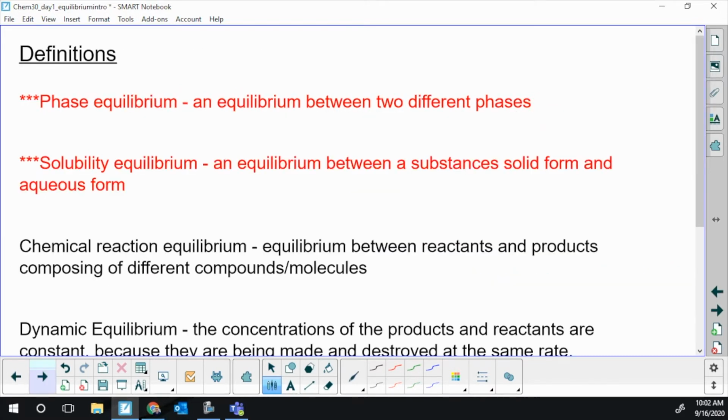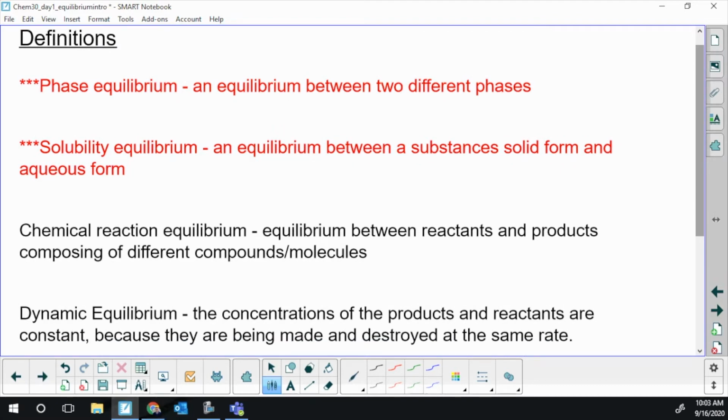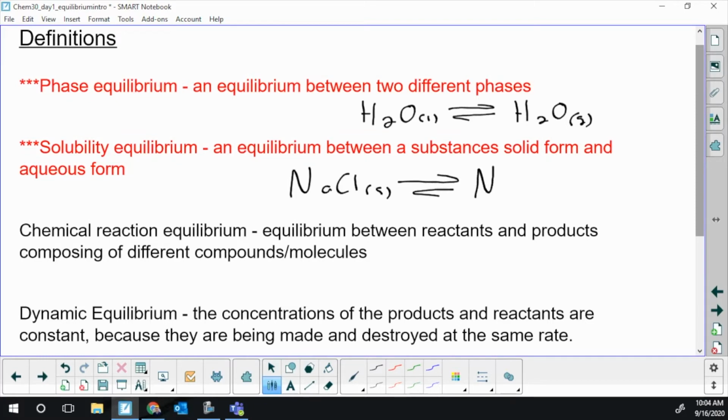So I color-coded these. The black are most important for Chem 30. So the first definition would be phase equilibria. This is an equilibria between 2 phases. One you're very familiar with, maybe not written as a chemical reaction, is water in the liquid phase to water in the gaseous phase, water vapor. That'll be an example of a phase equilibrium. Another is NaCl solid in equilibrium with NaCl aqueous.